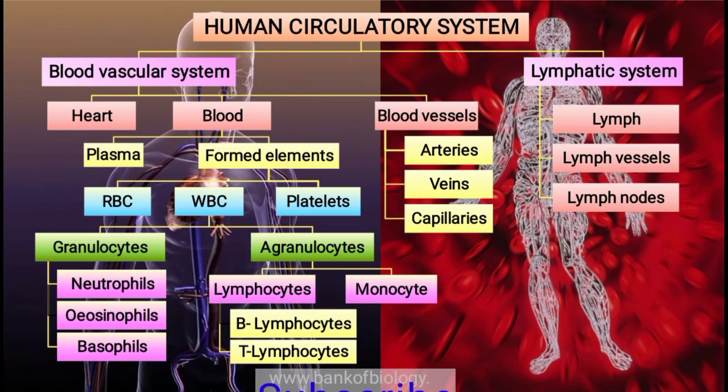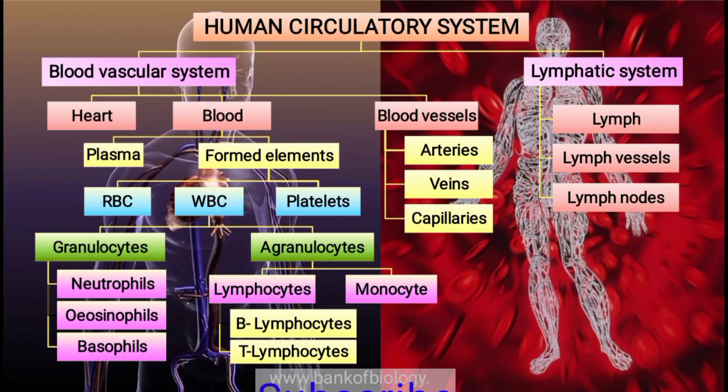Granulocytes contain neutrophils, eosinophils, and basophils. Agranulocytes contain lymphocytes and monocytes. Lymphocytes have more subtypes like B lymphocytes and T lymphocytes, which are the basis of the immune system. Whereas blood vessels are of three types: arteries, veins, and capillaries.